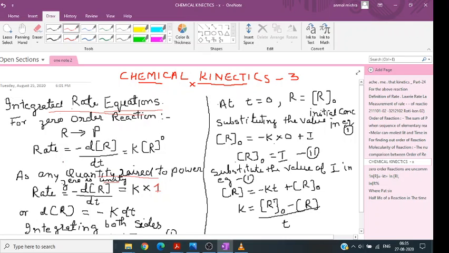Now we can see here that reactant gives you product, and for it the differential rate equation is: rate is equal to minus dR by dt is equal to k R to the power 0. Any quantity raised to the power 0 is taken as unity, that is equal to 1. So rate is equal to minus dR by dt, which is equal to k into 1, or dR is equal to minus k dt.